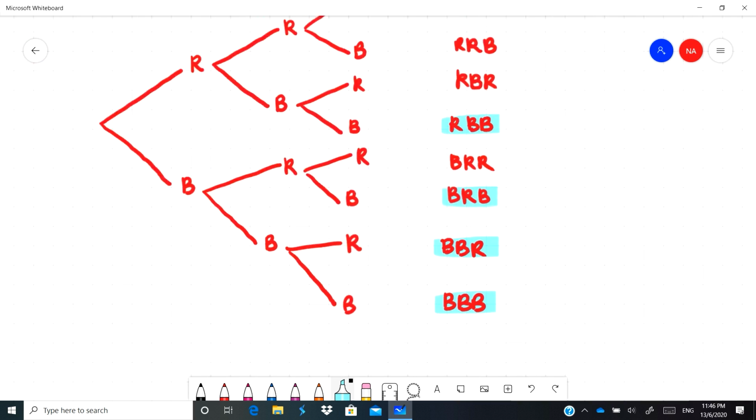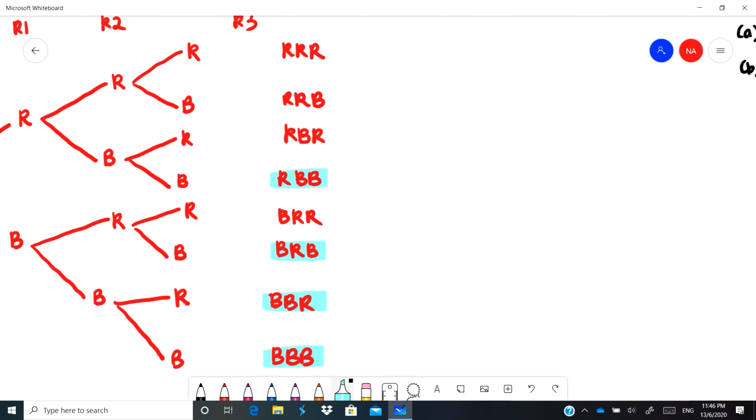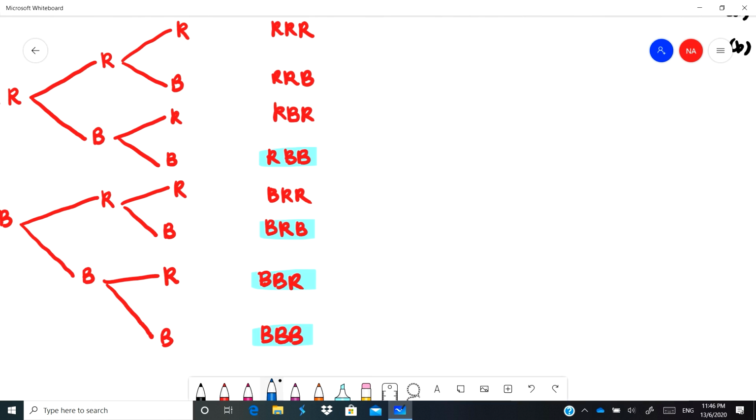That's how you do the tree diagram. So you can calculate the probability, which is 4 over the whole thing, which is 8. So 4 over 8 is 1 over 2. That's how you get it.